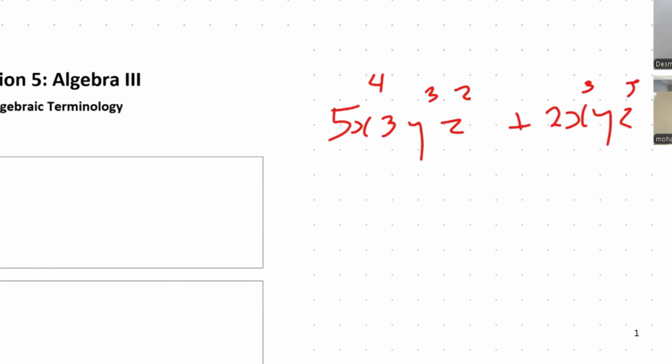What is the coefficient of y^3? It's 3. What is the coefficient of x^3? It's 2. The coefficient of x^4? It's 5. The coefficient of z squared? It's just going to be 1. Thank you. That alone shows the level of understanding that you do get this.